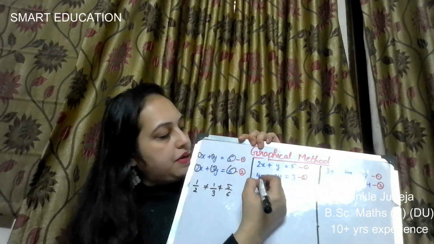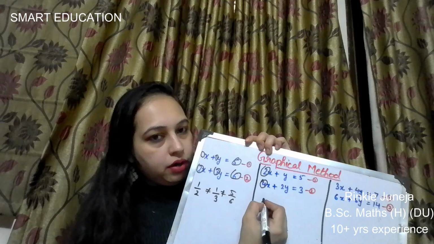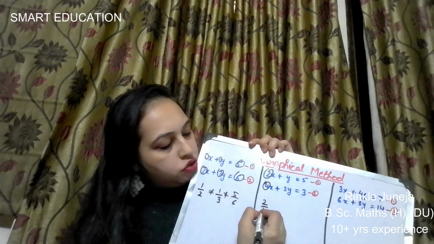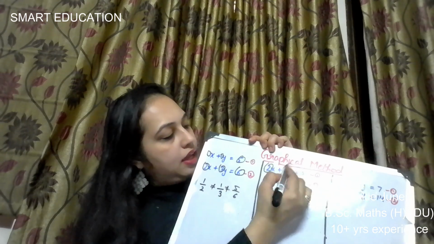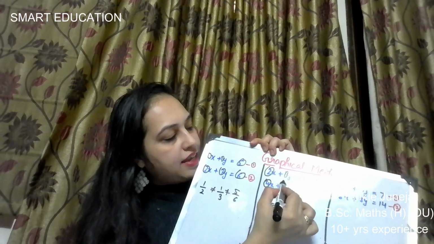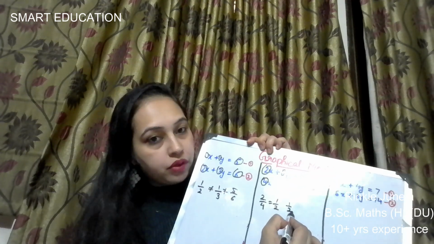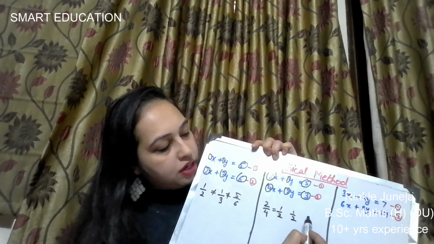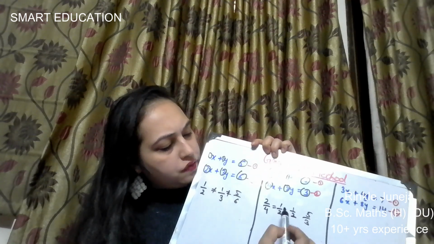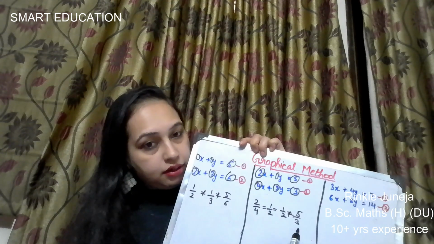Let's see the second example. Here the coefficient of x is 2. Here the coefficient of x is 4. So the ratio is 2/4, which can be simplified to 1/2. Over here, the coefficient of y is 1, and the other coefficient of y is 2. So the ratio is 1/2. And for the constant terms, we have 5 and 3. So the ratio is 5/3. So we see that the first two ratios are equal, but they are not equal to the third one.